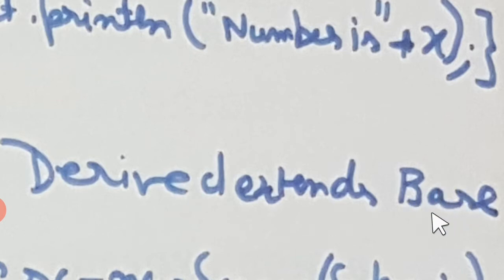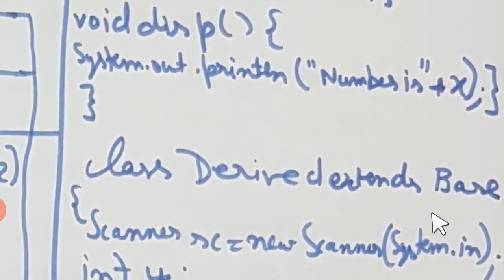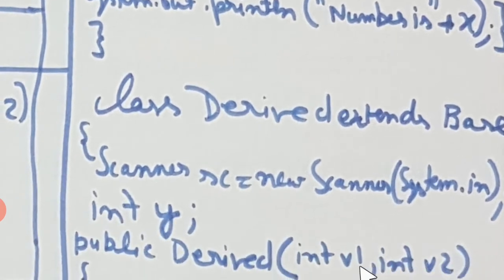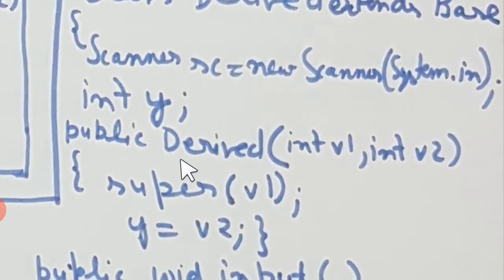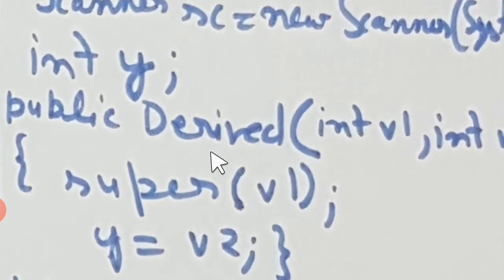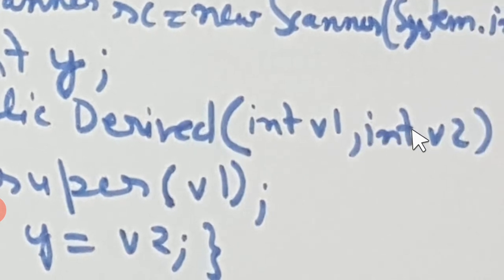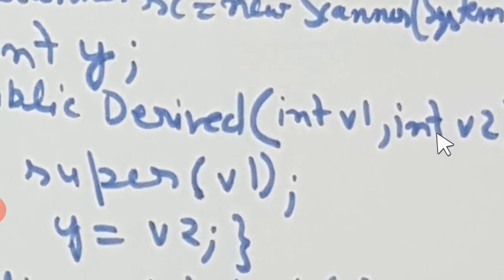All right, after that students, we declare here Scanner sc equal to new Scanner(System.in) for the input. Then I write the name of the data member of the derived class. That's very important. It is int type, so int y semicolon, that is the declaration. After that we write the constructor for the derived class. So we have public derived, and two parameters are here, int v1 comma int v2. So now here this v1 will be sent through this super.